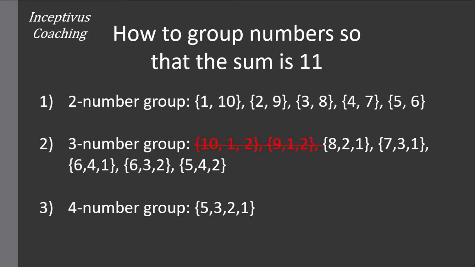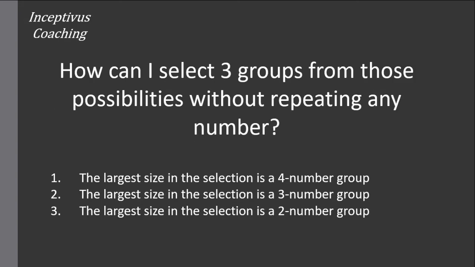So these are all the possible groups that I can form so that the sum is 11, right? So the next question I want to think about is, how can I select 3 groups from all those possible groups without repeating any number? And of course, to keep myself organized, I'm going to split them into cases.